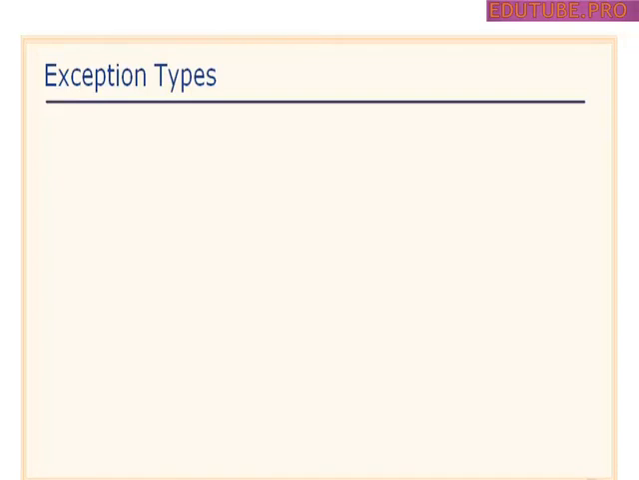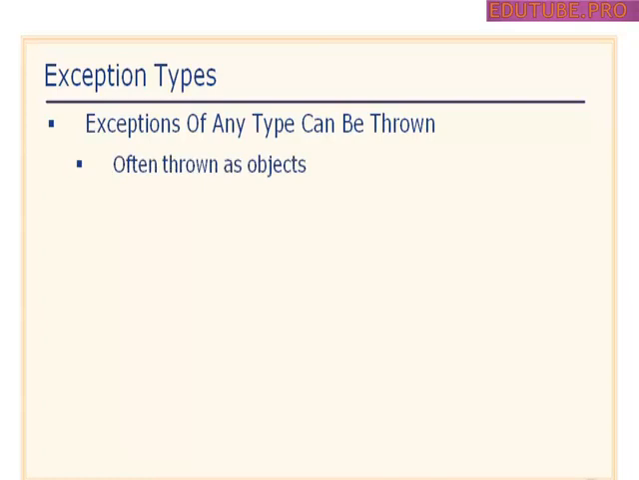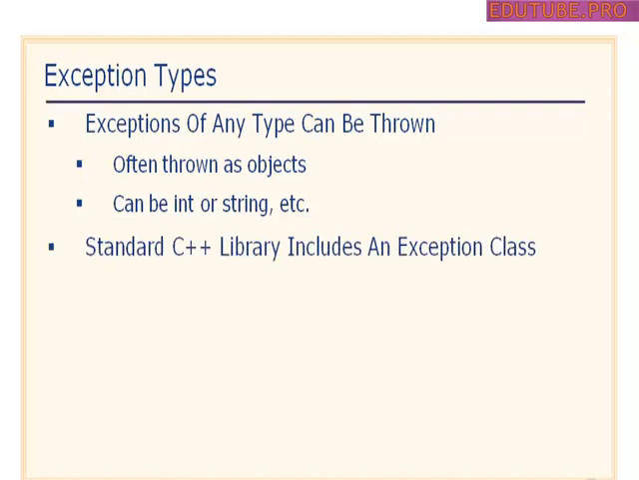Now, without going too deep into the exception classes, I just want to give you a little head start on understanding the various exception types that are built into the C++ standard library. Okay. First of all, understand that exceptions of any type can be thrown, and they're often thrown as objects, like you're going to see in the standard library of C++. But they can also be thrown as integers or strings or anything, and there's a lot of pretty cool things you can do. I'll show you a couple of things in the examples later in a separate video.